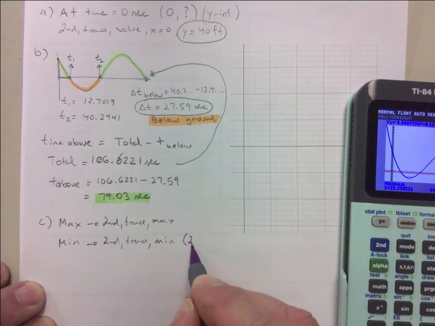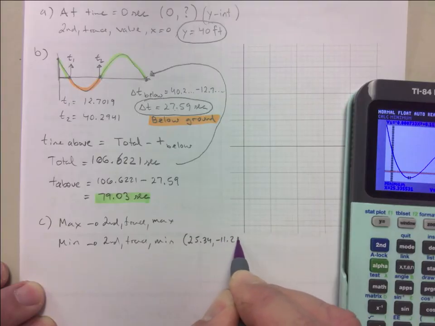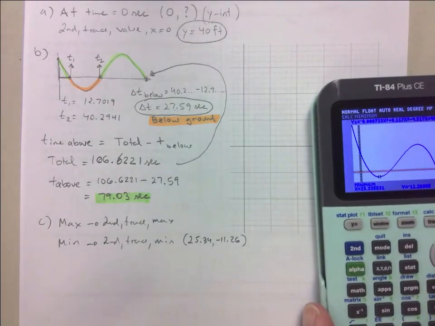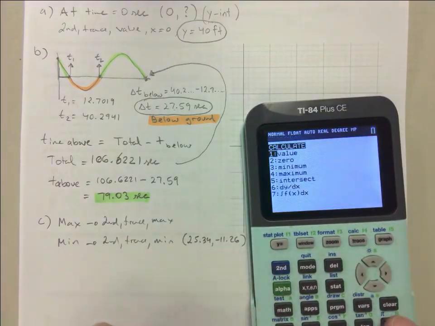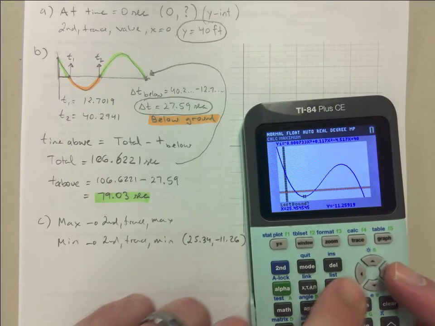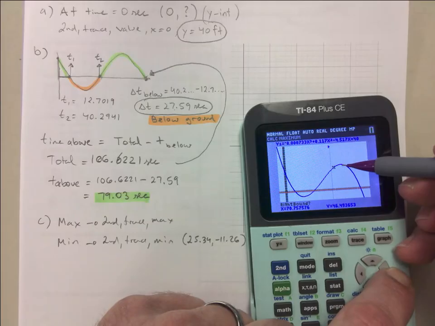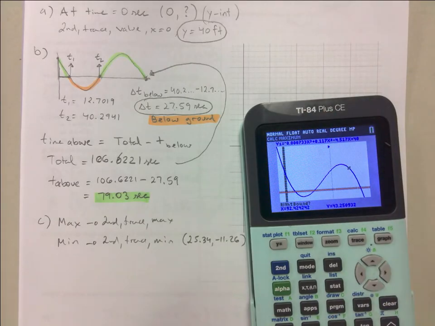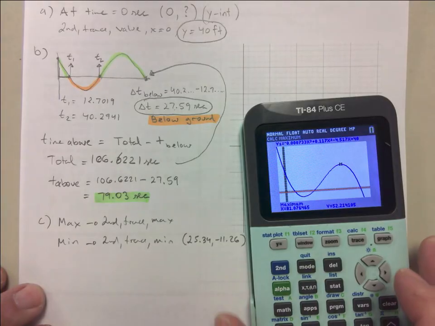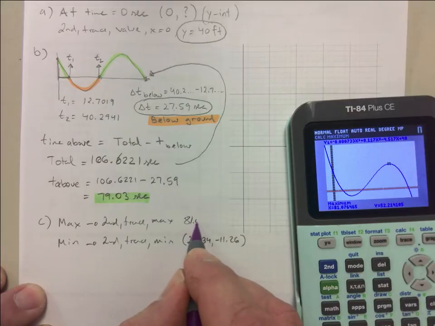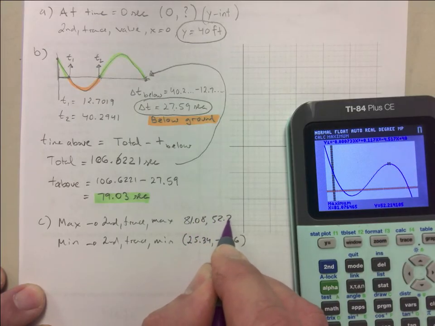I'm just writing down the coordinates for now. I haven't answered yet. Second trace max. This is the one you're interested in. You have to go to the left of it, hit enter, to the right of it, hit enter, enter one more time. 81.08, and this is 52.21.